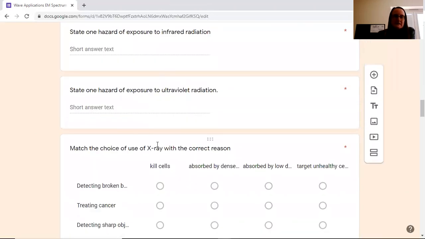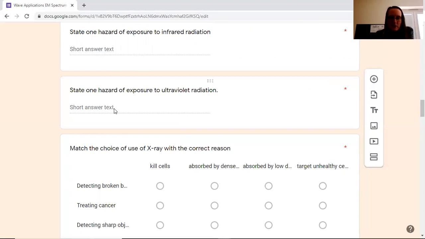Now, one hazard of exposure to infrared radiation, that is literally burning. It's hot. Heat is transferred through infrared radiation, so you could burn yourself, skin burns. A lot of people put things like cataracts in there. You need to read the question, because that's UV that causes cataracts, infrared burning.